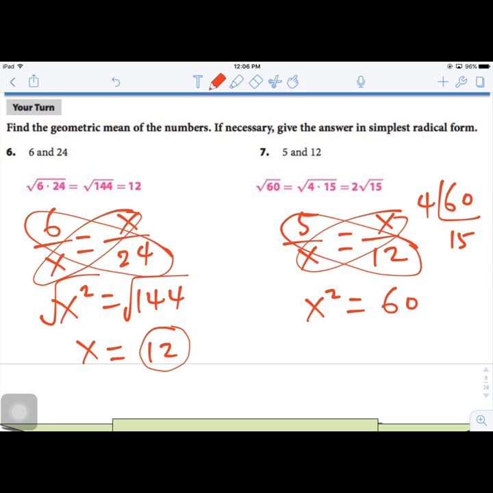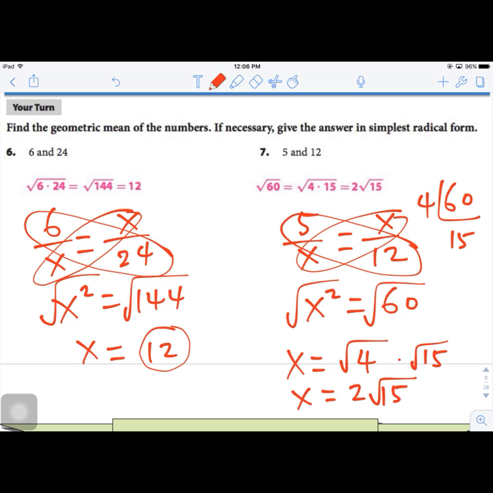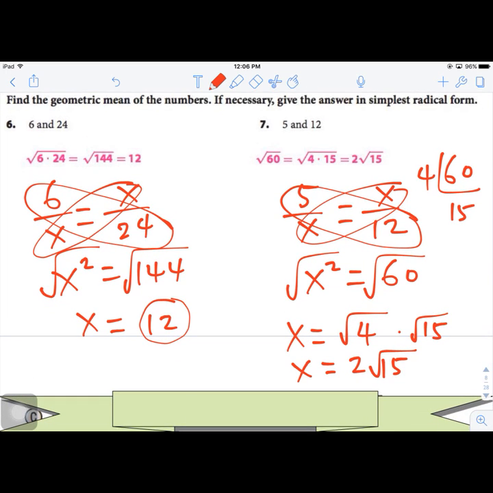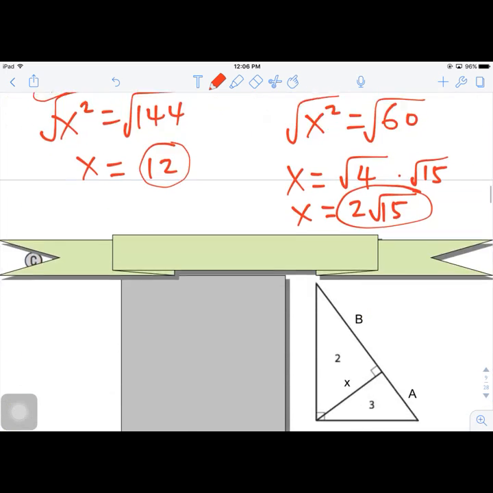And so taking the square root of both sides, I have x is equal to the square root of 4 times the square root of 15. And I know that square root of 4 is 2, so that simplifies to 2 radical 15. So that is the geometric mean between 5 and 12.